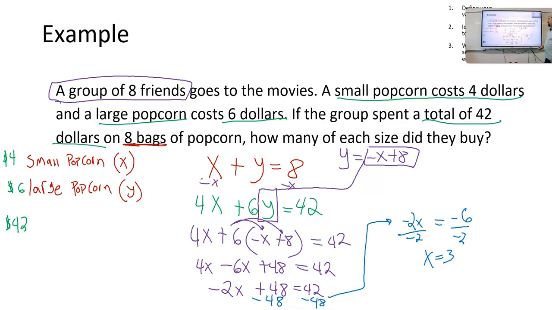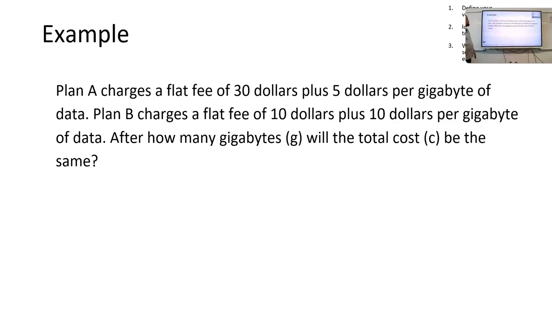So that means we bought 3 small bags of popcorn. And if we had a total of 8, and we had 3 small, that means there's got to be 5 big bags of popcorn that they bought. Okay? So we were able to figure out how many bags of popcorn they got of each size. Okay, let's try another one.